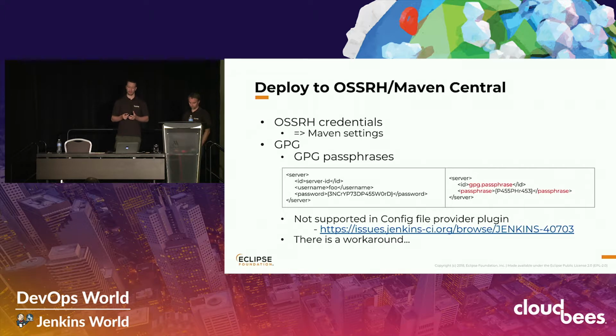So they reuse the server credential facility that is already there, but they slightly change the way they do it. Especially, they don't use username and password, but instead the so-called passphrase tag. And this is not supported in the config file provider. This was the but that I was mentioning earlier. So we cannot use the config file provider plugin with the credentials plugin as mentioned, but instead we need a workaround.